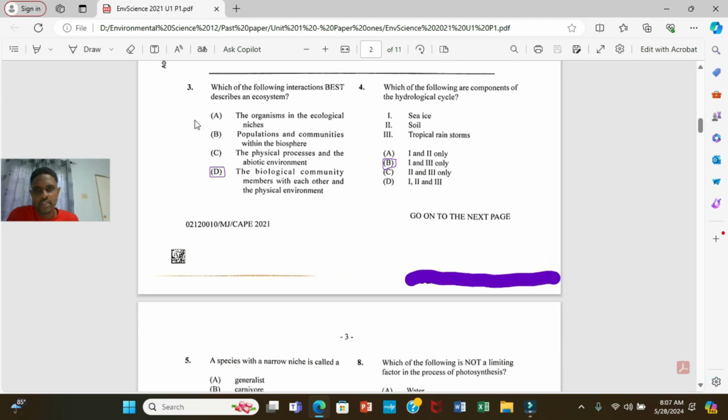3, which of the following interactions best describe an ecosystem? And the answer is D, the biological community members with each other and the physical environment. Number 4, which of the following are components of the hydrological cycle? The answer is B, 1 and 3, which is sea ice and tropical rainstorms.